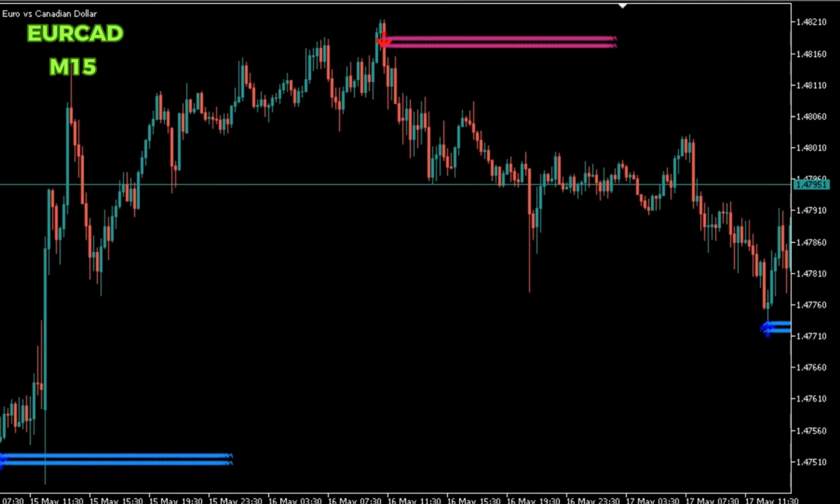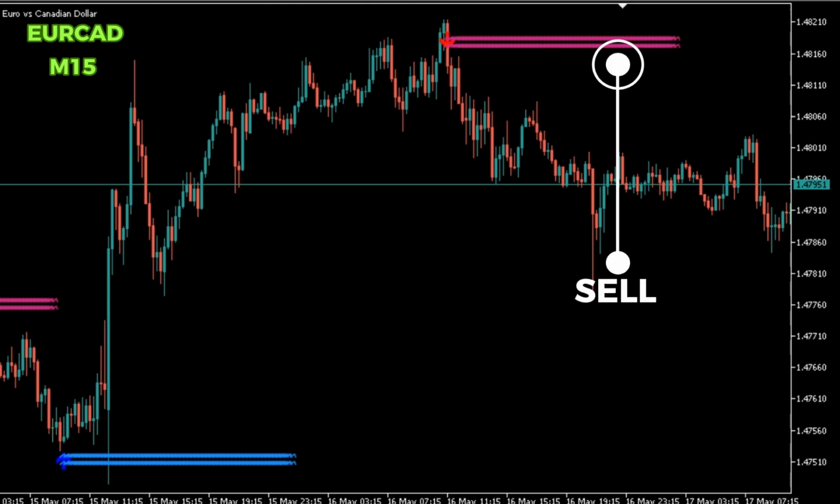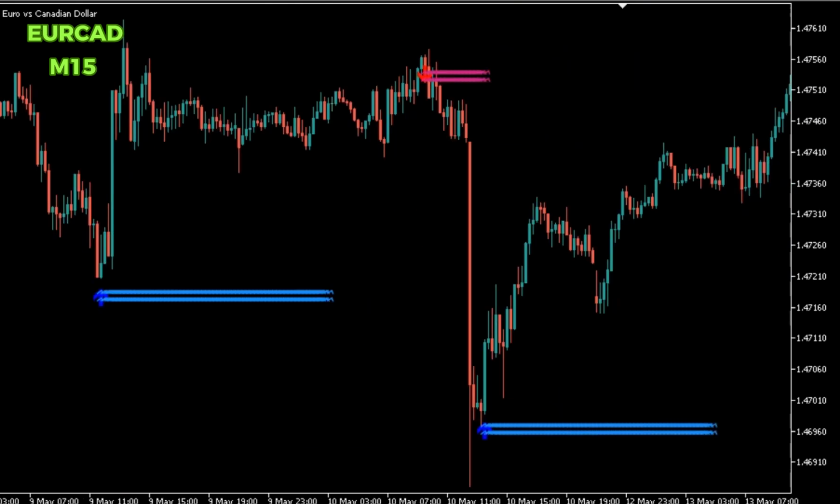It's very easy to use, very simple to understand. If you see these pink zones, it means we shall be selling. If you see the blue zones, it means we shall be buying. Pink zones, we shall be selling.